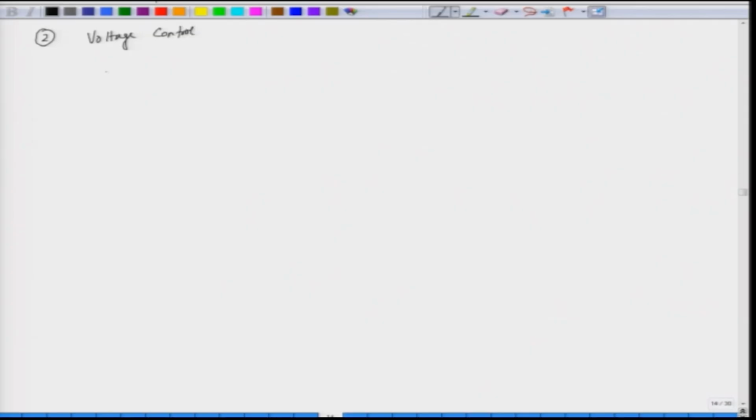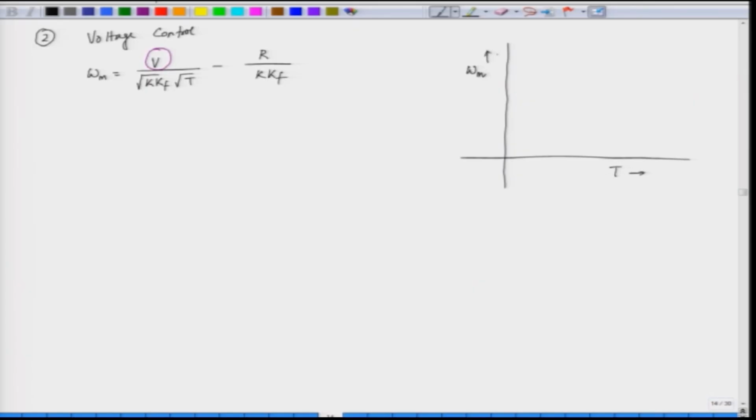So, let us see, we have the speed torque characteristic omega m is V by under root k k f into under root T minus R by k k f. In this case, what are we doing here? We are changing V, we are not changing R, we are changing V. So, when we are changing V, what happens? Here, this is omega m and the torque, y axis and x axis respectively; speed is on the y axis, torque is on the x axis.